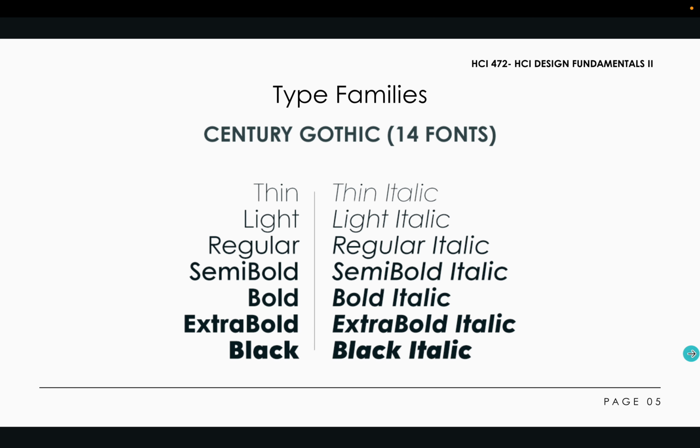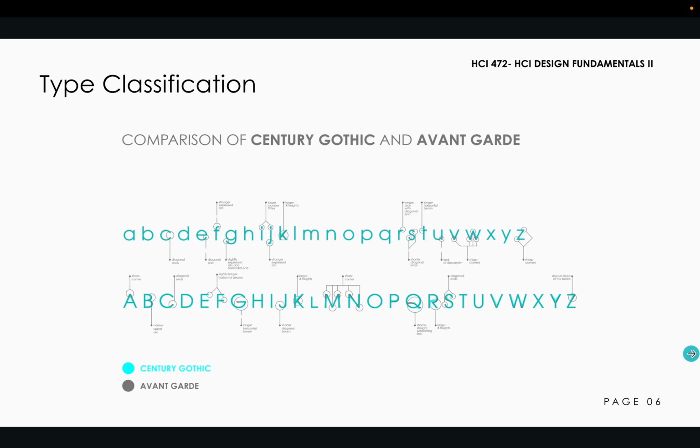And now talking about the type families, Century Gothic has 14. They are thin, light, regular, semi bold, bold, extra bold, and black, and all the italics too, right from thin to black italics. As we know, Century Gothic is a sans serif type family, and its siblings are Futura, ITC Avant Garde, and also the font Arial.